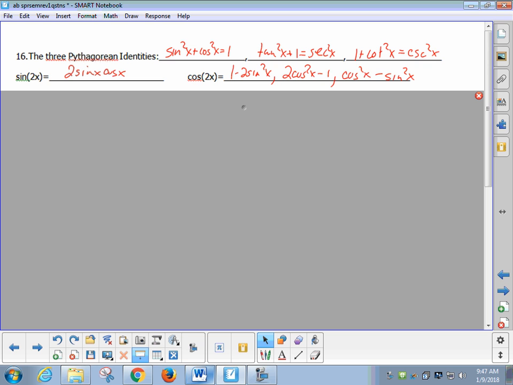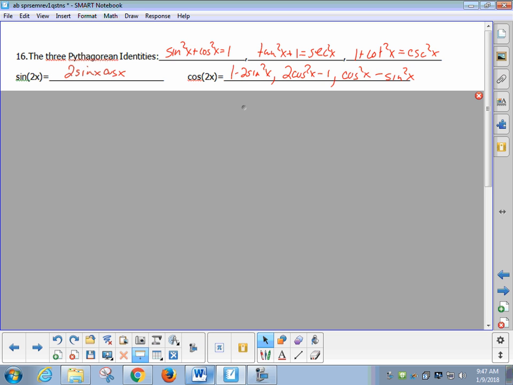That's an important one. And cosine of 2x actually is one of the most important ones for this semester. Cosine of 2x could be any one of 3 different forms. Cosine squared minus sine squared. Somebody in the last class said plus sine squared. Why doesn't it make sense that it's plus sine squared?